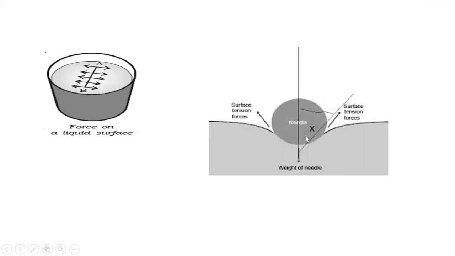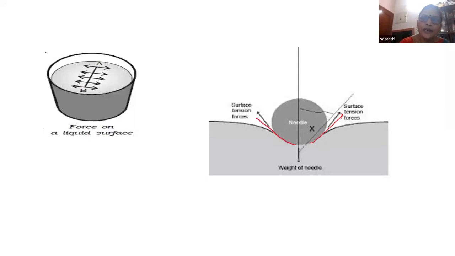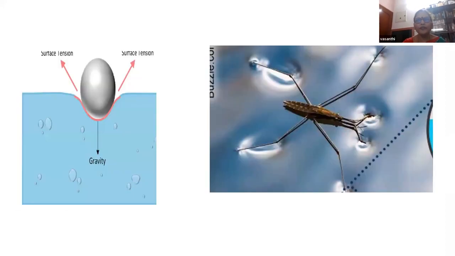So when I gently float a needle, what happens? This tangential force can be resolved into two components, a horizontal component and a vertical component. The horizontal components cancel out, and you know that the weight of the needle is acting, and the vertical component of the surface tension will balance the weight. The same thing happens in the case of an insect.